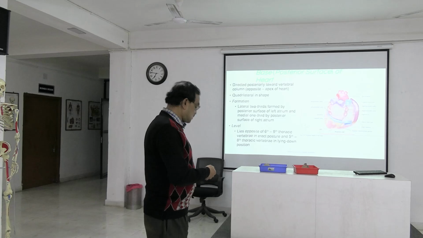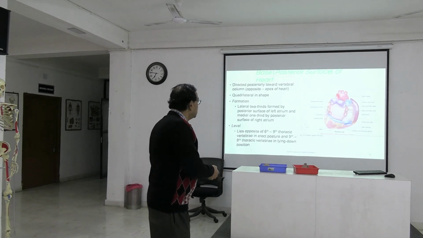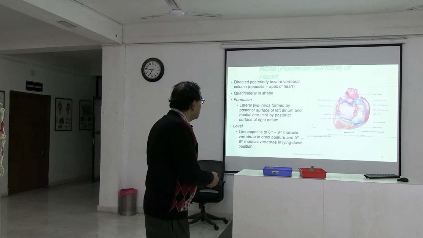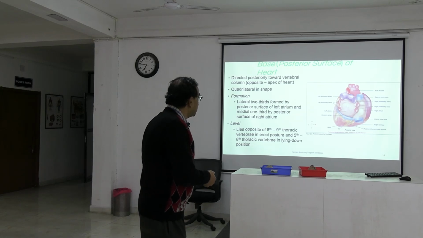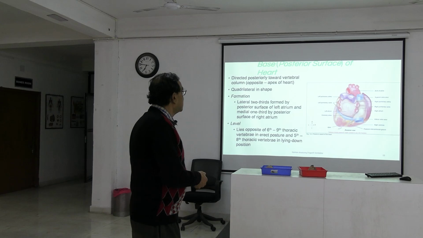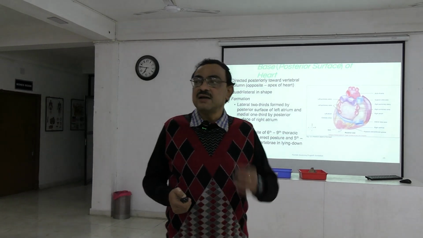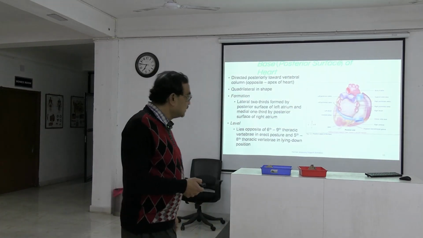So this is the posterior surface or the base of the heart, which has been contributed majorly by the left atrium and minorly by the right atrium. Here in the left atrium, we can see the 4 pulmonary veins, and in the right atrium we can see the superior vena cava and inferior vena cava drain. The superior vena cava and inferior vena cava drain the blood from the superior part of the body and from the inferior part of the body.